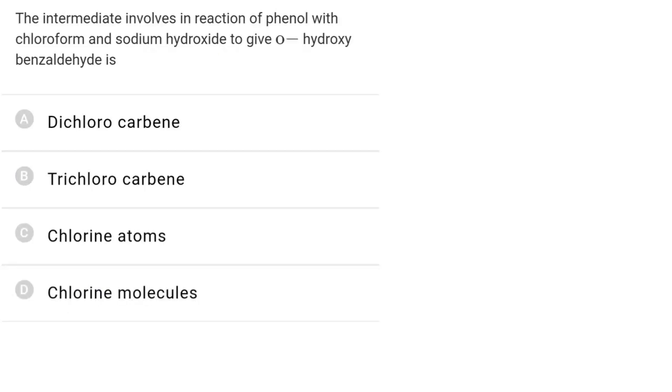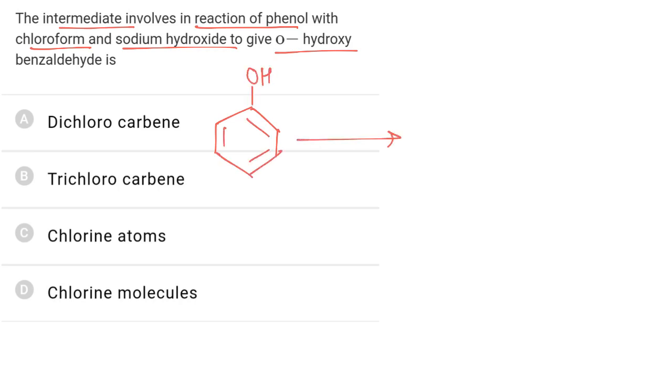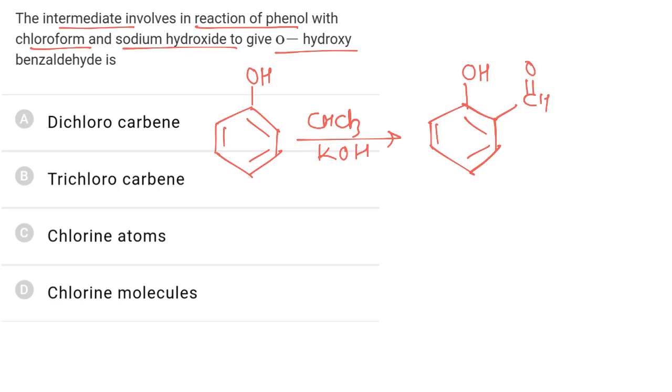In this question we have to find the intermediate involved in the reaction of phenol with chloroform and sodium hydroxide to give ortho-hydroxybenzaldehyde. Now this is an example of the Reimer-Tiemann reaction in which phenol is treated with chloroform in the presence of KOH. So salicylaldehyde is formed as a product. Now in this reaction dichlorocarbene is formed as an intermediate.